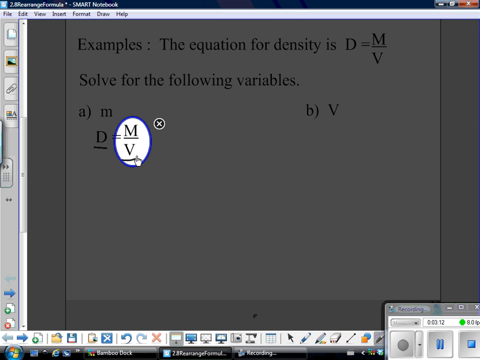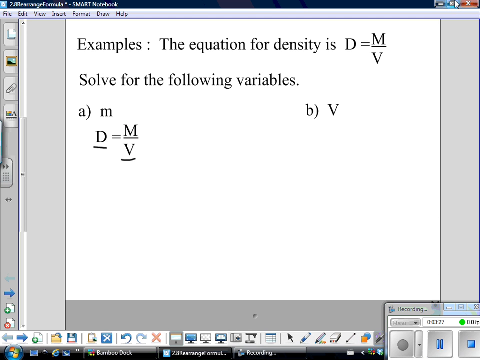So remember, if I want to get rid of the variable V, I have to do the opposite operation. I'm dividing by V, so I need to do the opposite, which is to multiply by V. So I'm going to bring up my pen here. I literally am going to multiply this side by V, so that's like V over 1. We kind of talked about that. That's going to stroke that off, and I'll just have one M by itself.